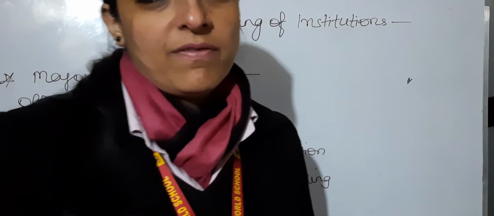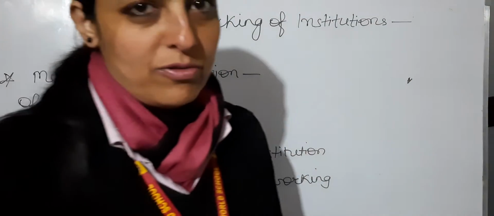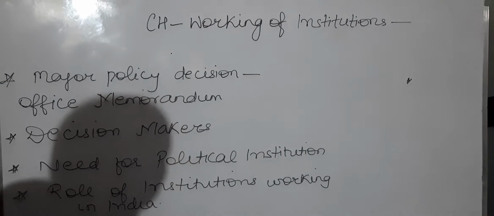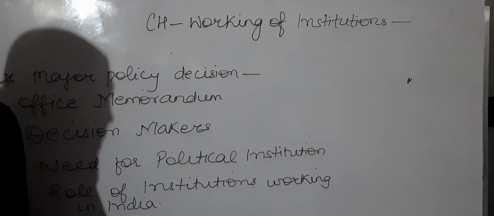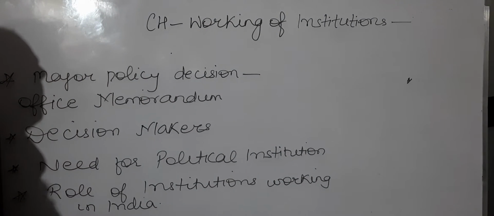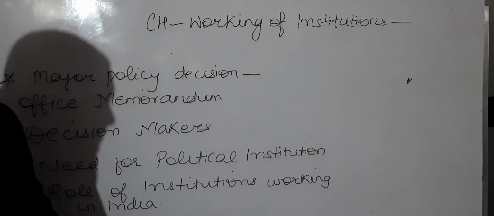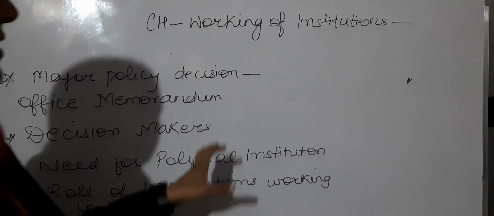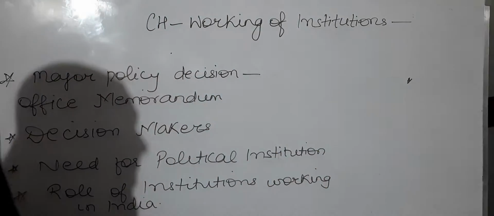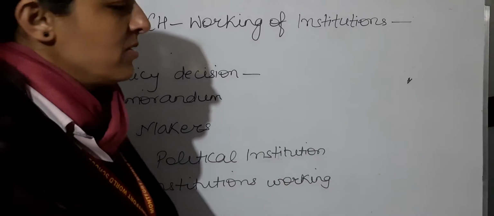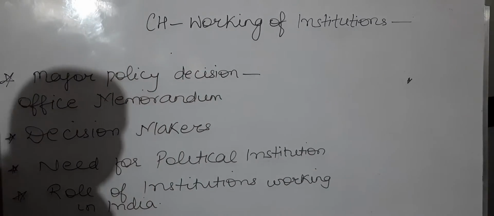Good morning, students. So we were discussing the chapter Working of Institutions. Until now, we have discussed how the major policy decisions are taken. The Prime Minister is there, the cabinet ministers are there. Then the discussions are done in the parliament. The decisions of the cabinet meetings are conveyed to the president.